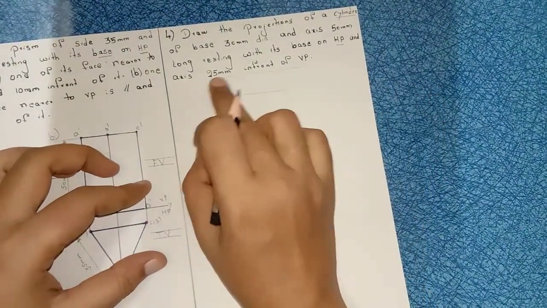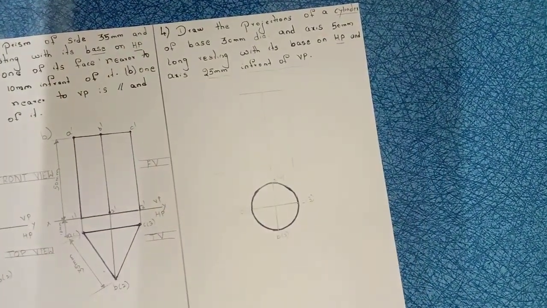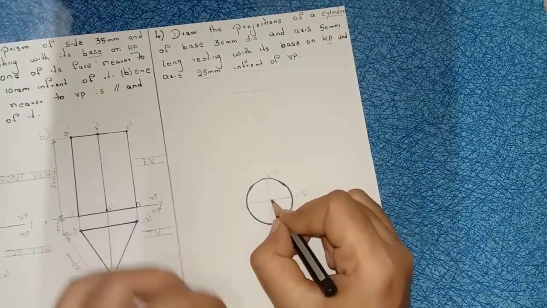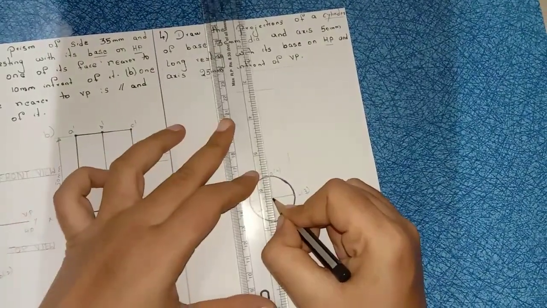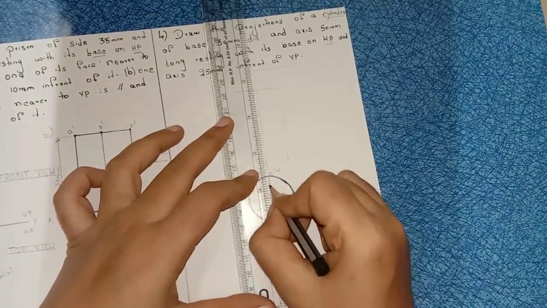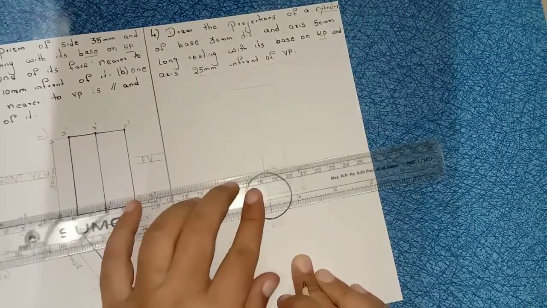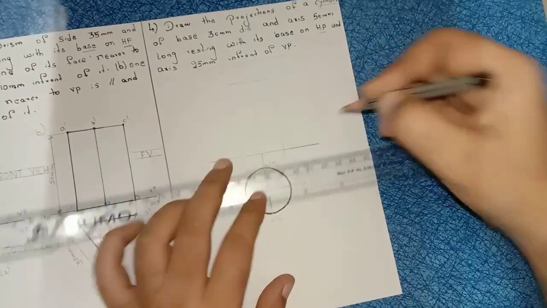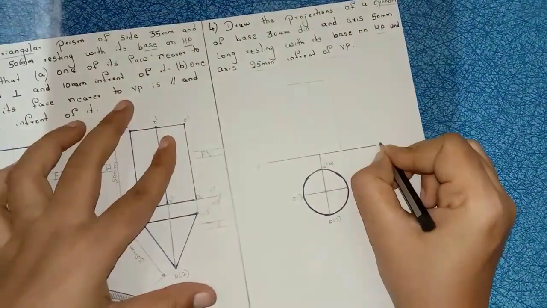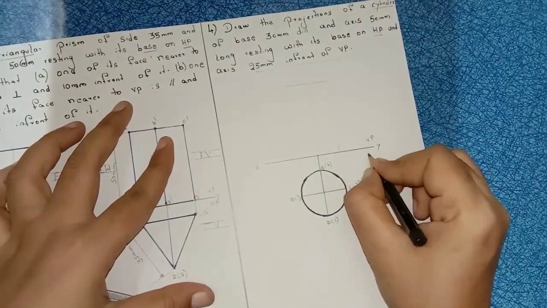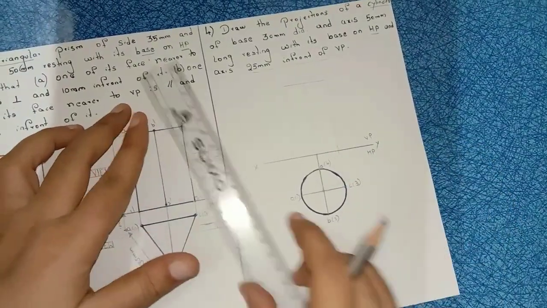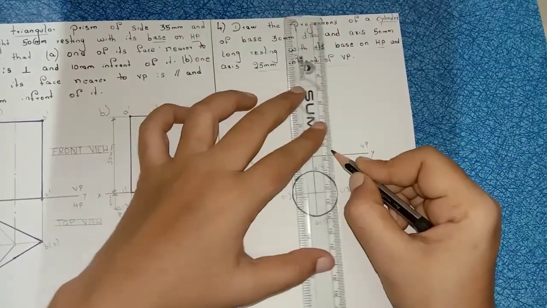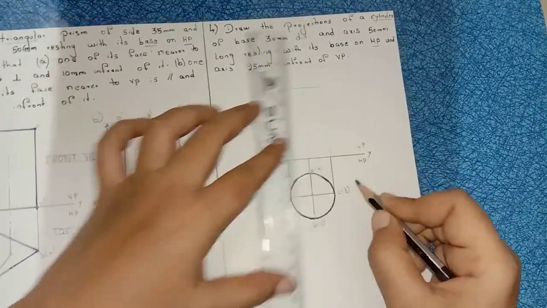See, and axis 25 mm in front of VP. Where are we marking the axis? From this point, leave a 25 mm gap. Now draw the reference line of any length. Name it as XY, vertical plane and horizontal plane, right? After that, same process, project all the corners till this reference line, right?